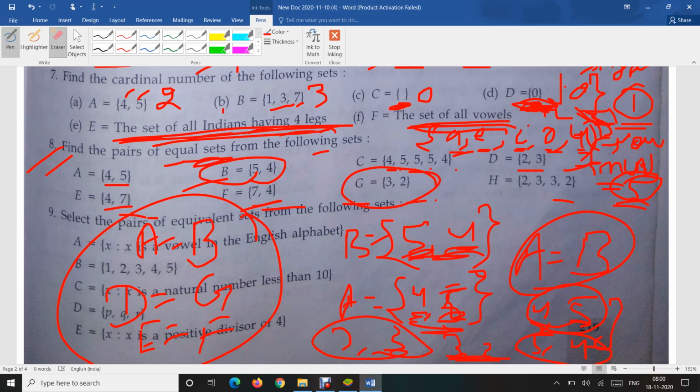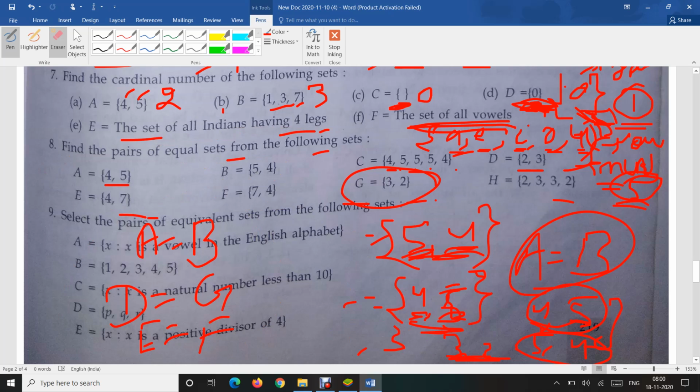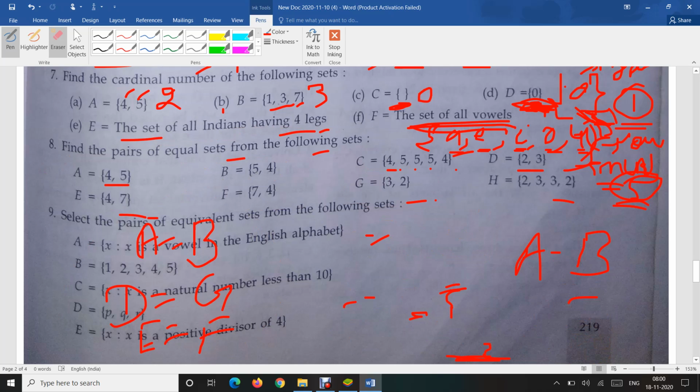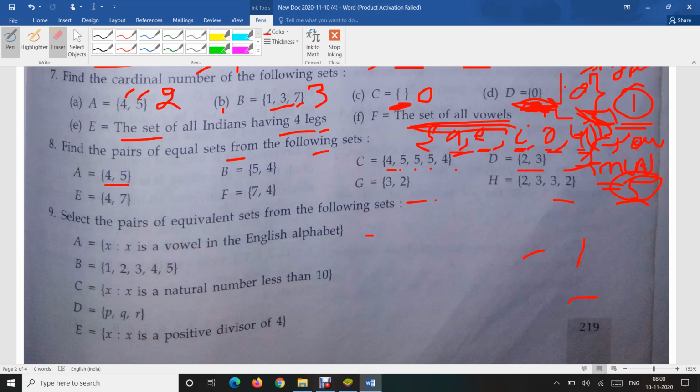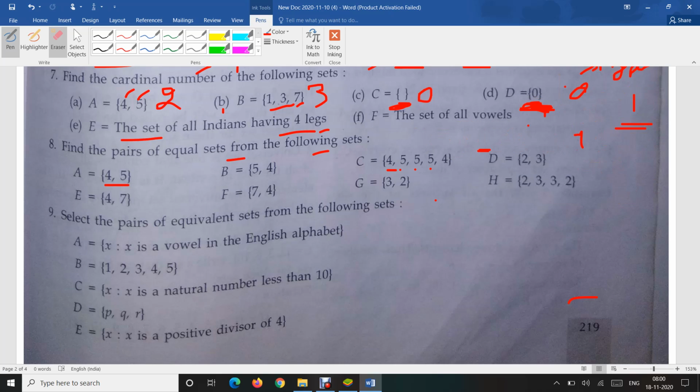Now see question number 9. What is question number 9 saying? Select the pairs of equivalent sets from the following sets. Equivalent sets are those which have the same number of elements. So you have to see question number 9.